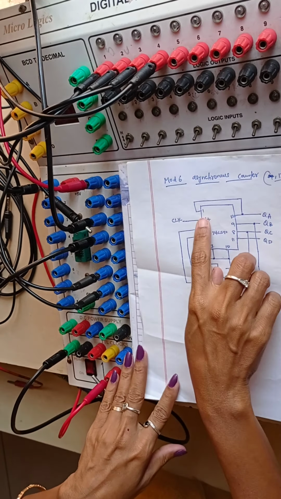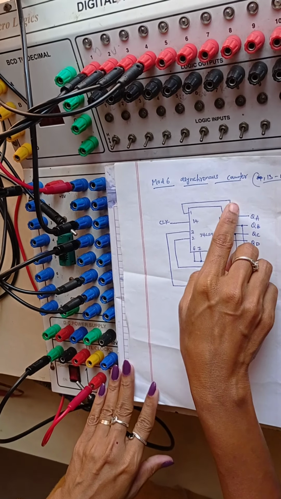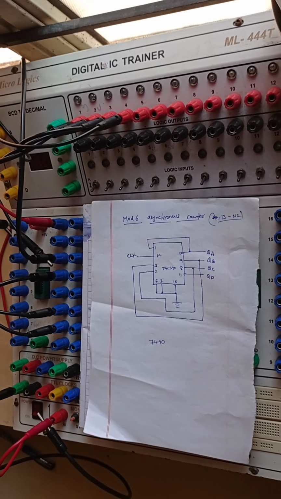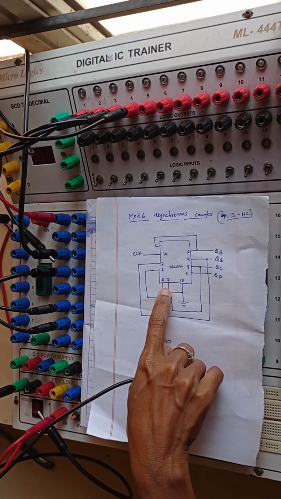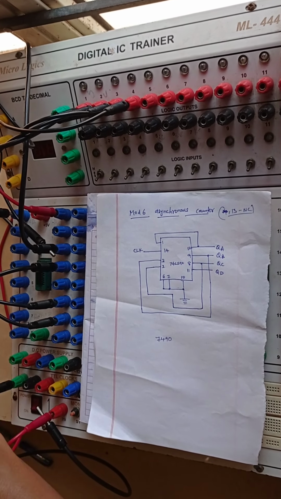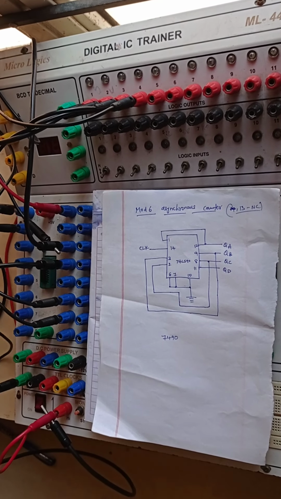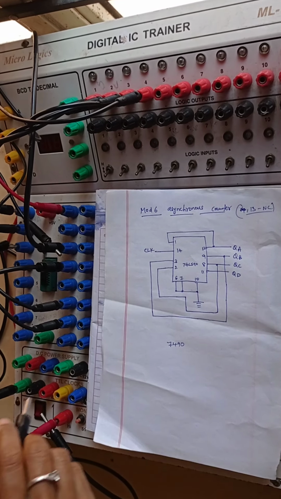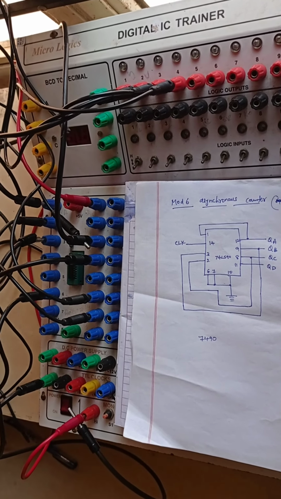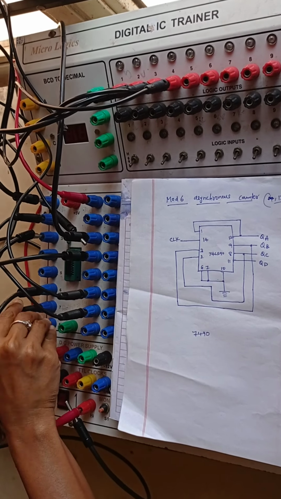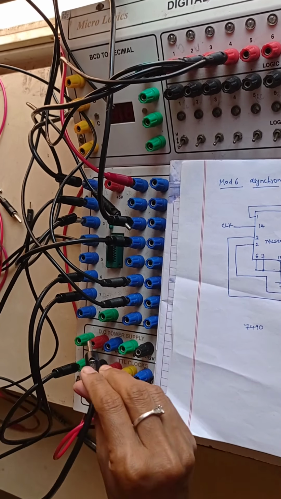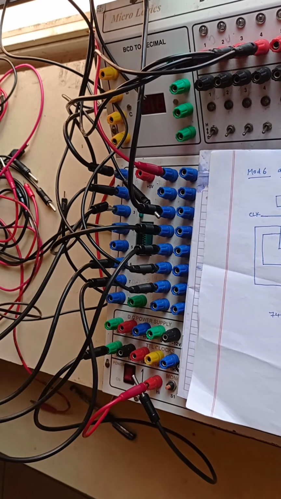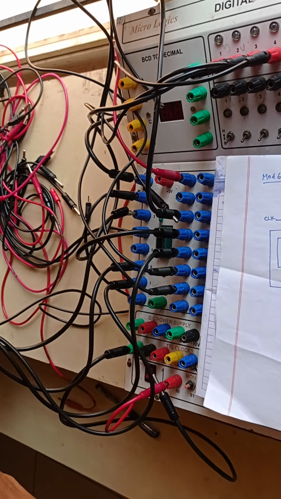Now we need to connect 2, 3, 6, 7, 10 to ground. So pin number 2, pin number 3, pin number 6, pin number 7 and pin number 10. All are tapped and connected to ground.